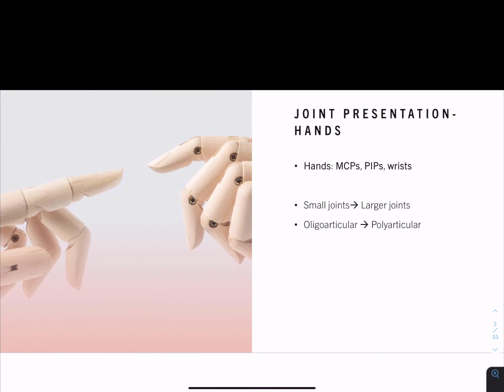So, joint presentation of the hands. We cannot discuss rheumatoid arthritis without discussing the joint involvement of the hands. Typically, the joints will be affected symmetrically in the MCPs, PIPs, and wrists. If you see DIP involvement, rheumatoid arthritis will be lower on your differentials, and you're more likely to consider the differentials of osteoarthritis or psoriatic arthritis. Larger joints are typically affected after the small joints in rheumatoid arthritis, and patients are more likely to start with involvement of only a few small joints and then have the inclusion of multiple joints later on.